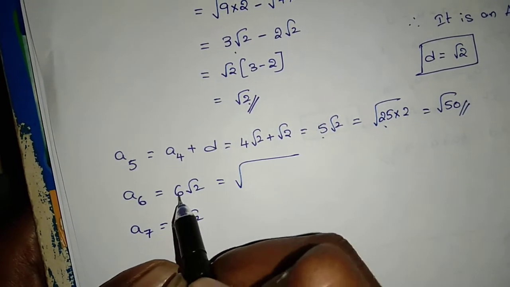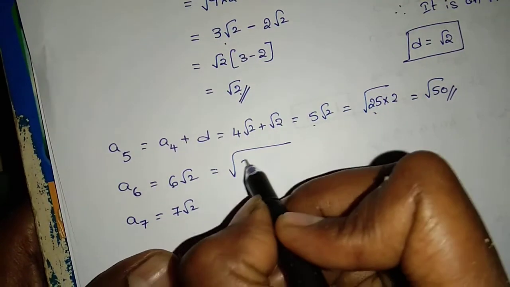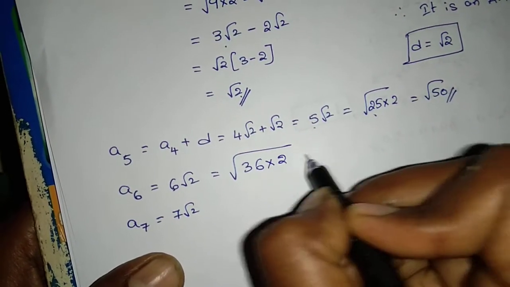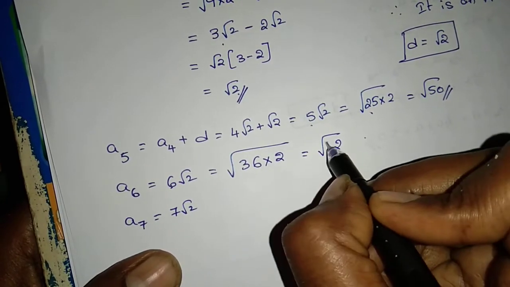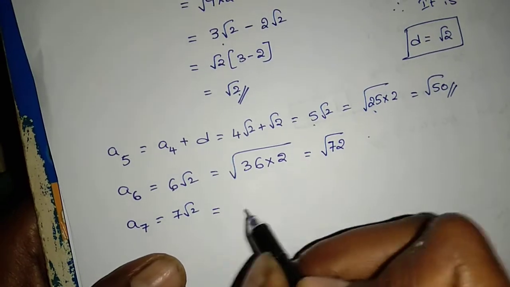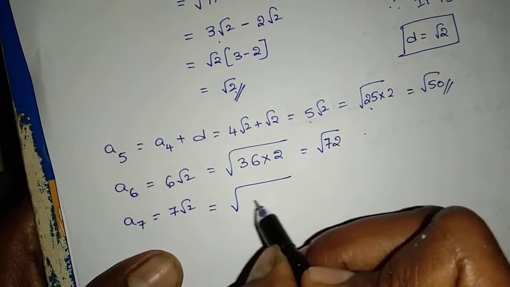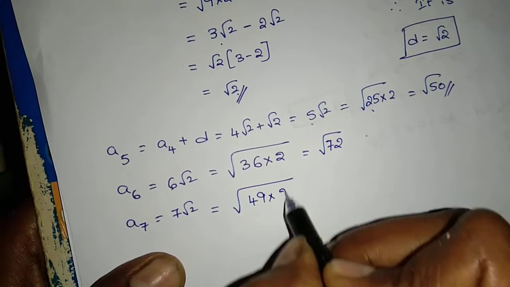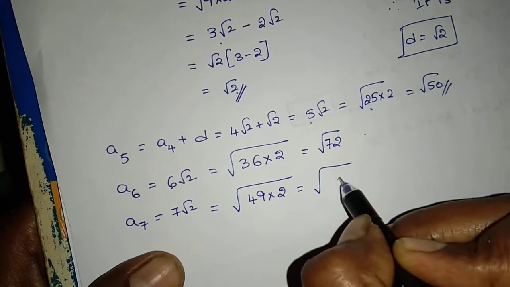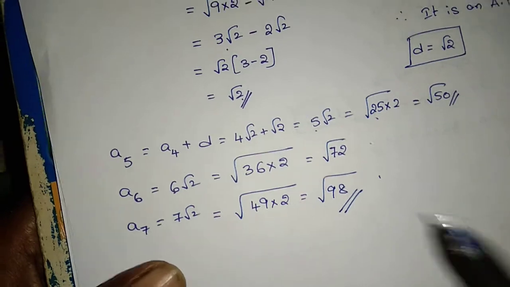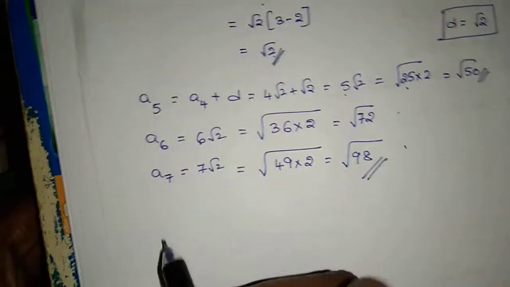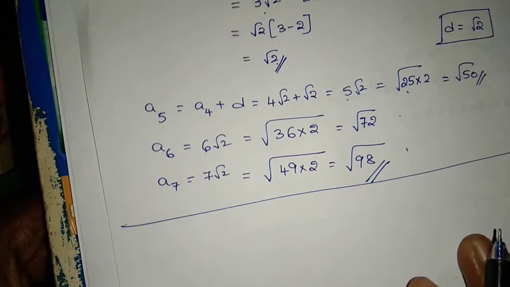Here, 6. If I send it inside, 6 6s are 36 into 2. How much is this? 36 2s are 72. In the same way, this one: 7 7s are 49 into 2. 49 2s are 98. That's all. Easy, right? The problem is completed now. Shall we go to the next one?